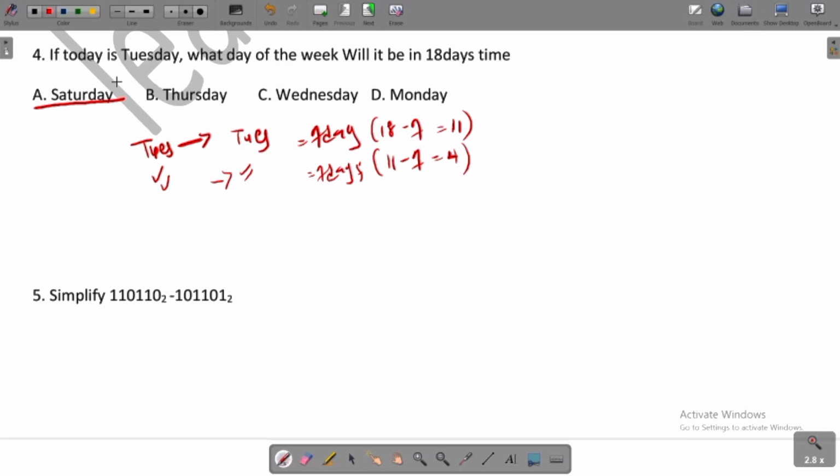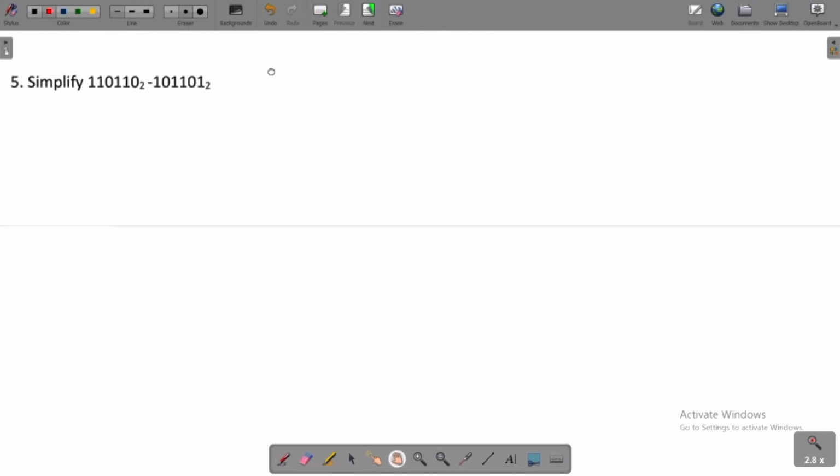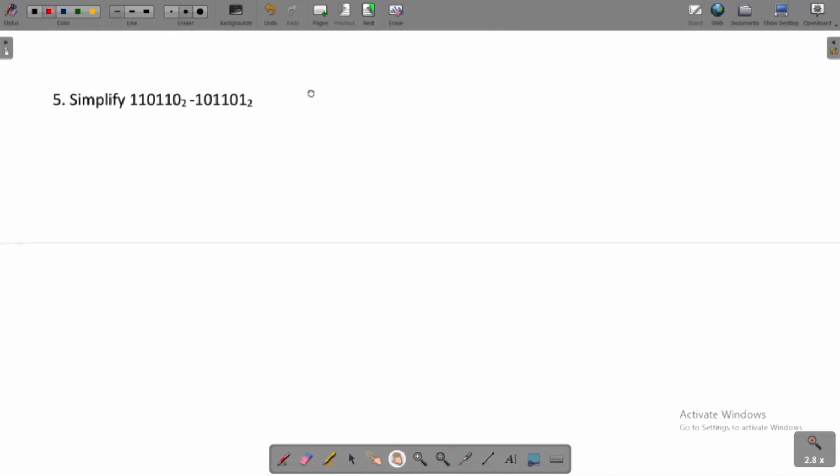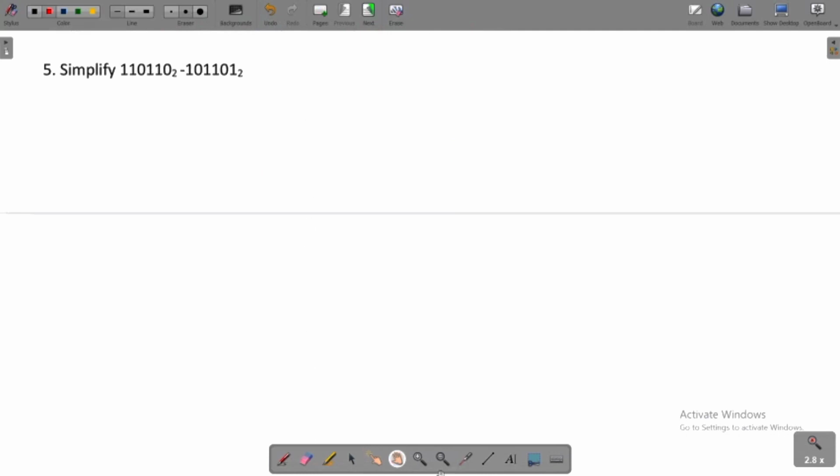Question 5 gives us something to solve, and this is about binary operation. We have 110110 in base 2 minus 101101 in base 2.